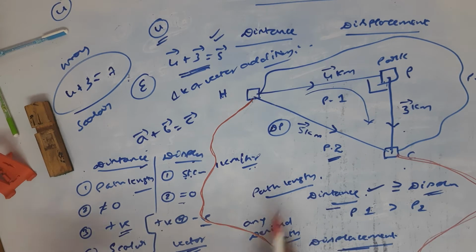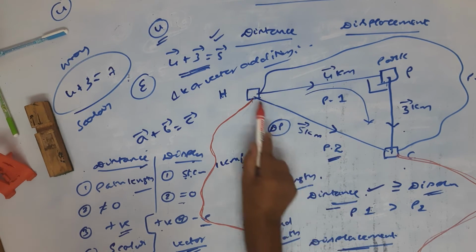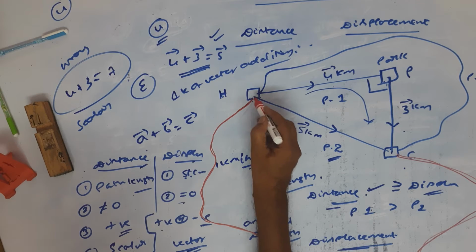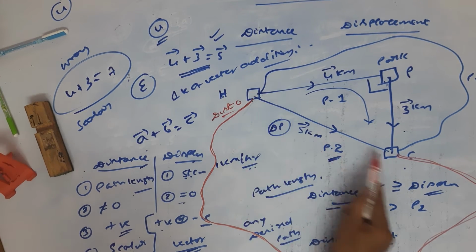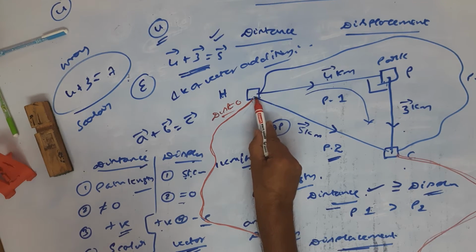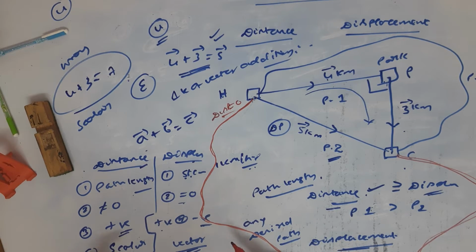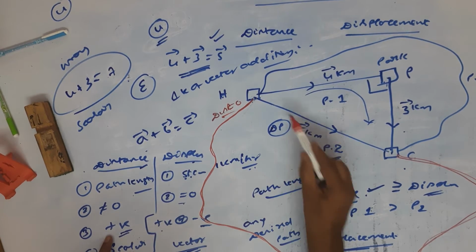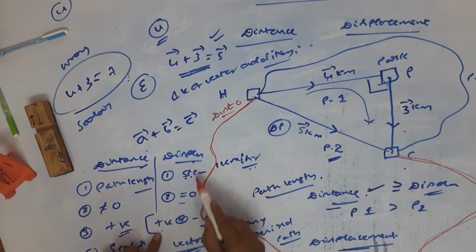But during the journey, look, you start from here, go to college and come back home. If you go to college and return home, then the displacement is equal to 0. In other words, displacement measures the change in location. If you are at home and remain at home, the displacement is equal to 0. The distance is always positive during a journey, whereas displacement can be positive or negative.